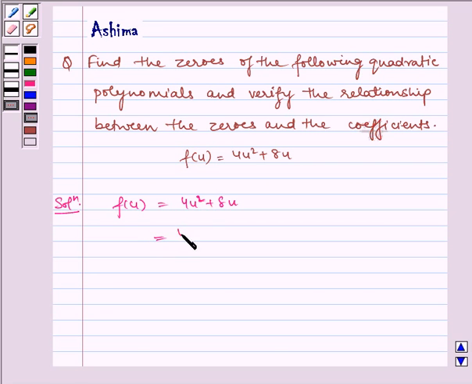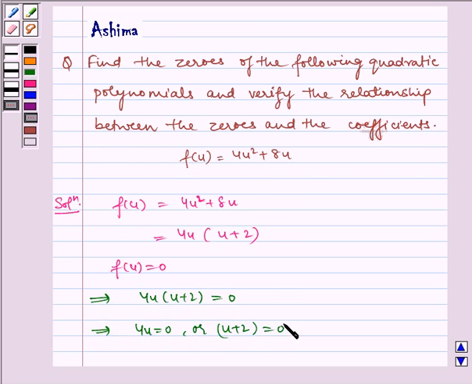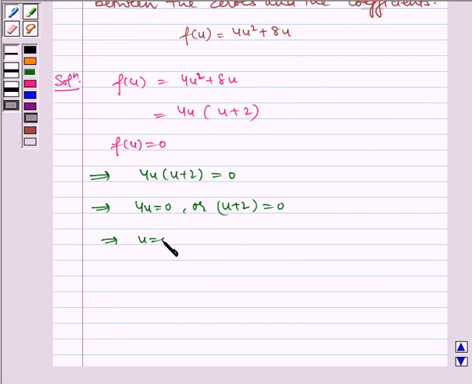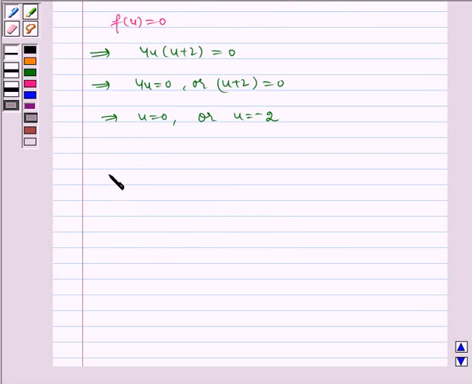Now solving this, we take 4u common, so we are left with u plus 2. Now, we know zeros of f of u are given by f of u is equal to 0, which implies 4u into u plus 2 is equal to 0, which implies 4u is equal to 0 or u plus 2 is equal to 0. Which implies u is equal to 0 or u is equal to minus 2. Zeros of f of u are alpha is equal to 0 and beta is equal to minus 2.